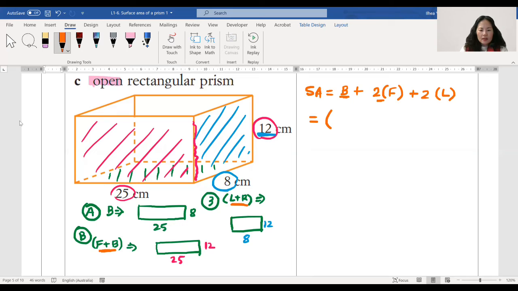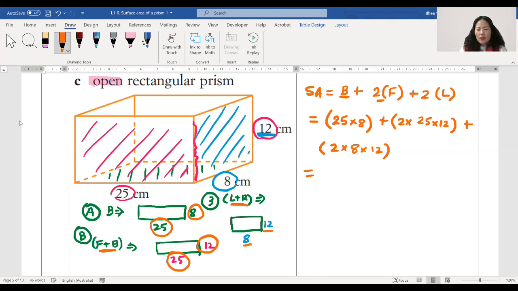The bottom is the 25 times 8. I didn't double it because we don't have a top part. We only have a bottom, okay? But I'm going to put double, 2 times front and the back. So that's why I put 2 there, and that's 25 times 12. Then I'm going to do double for the left and right because the 2 sides are equal. So I have 8 and 12 here.